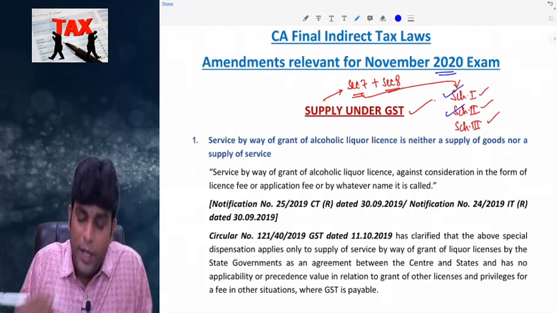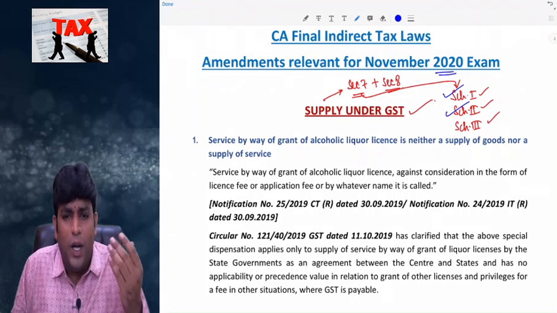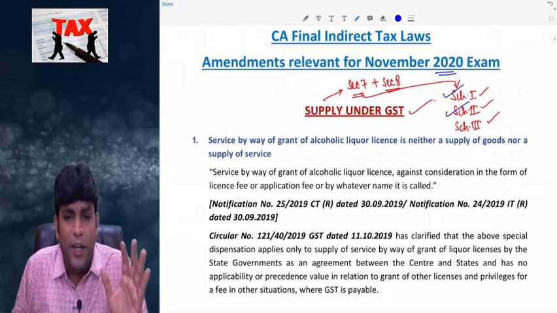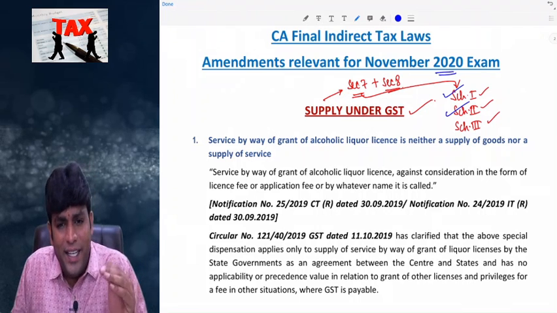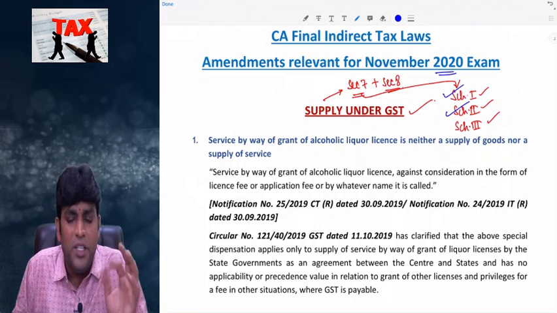Then schedule 2 deals with what are the transactions which are regarded as supply of goods and what are the transactions which are regarded as supply of services. Very interesting. Transactions which are regarded as supply of goods and what are regarded as supply of service. In that, one foremost important point which I clearly taught you, my dear friends.